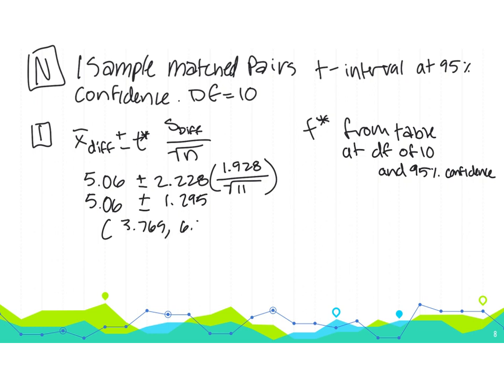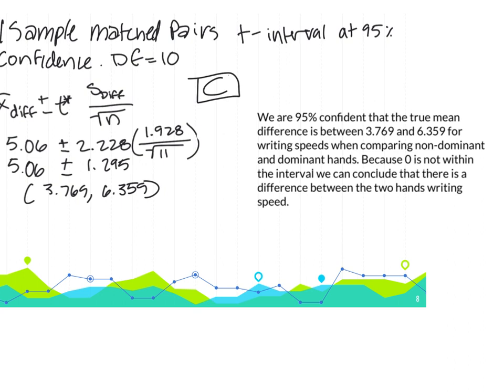So then our interval is going to be 3.769, 6.359. We are 95% confident that the true mean difference is between 3.769 and 6.359 for writing speeds when comparing non-dominant and dominant hands. Because 0 is not within the interval, we can conclude that there is a difference between the two hands' writing speeds.